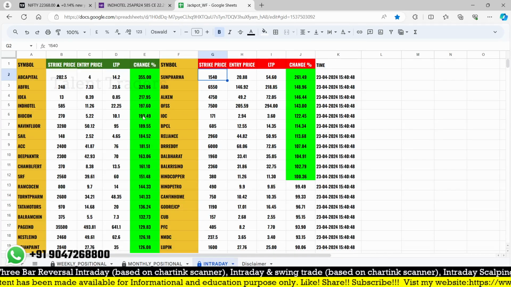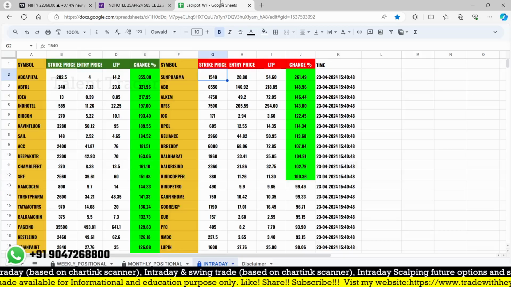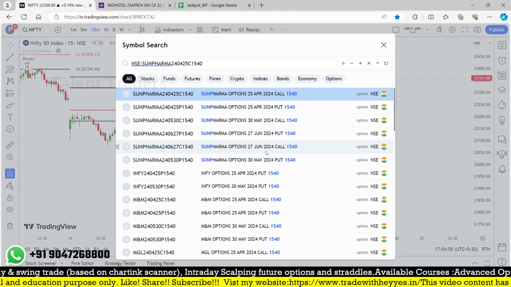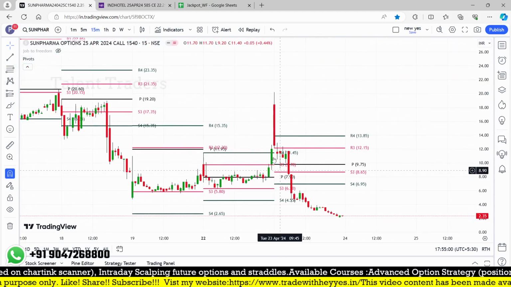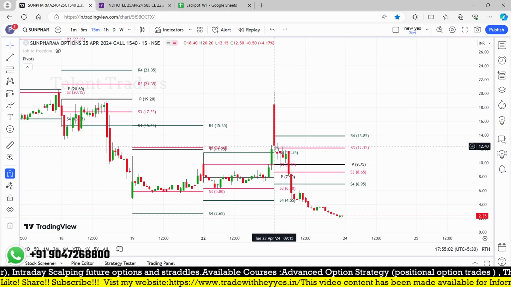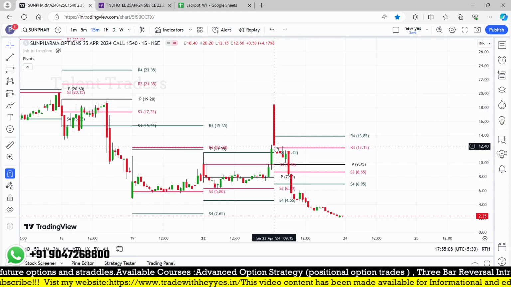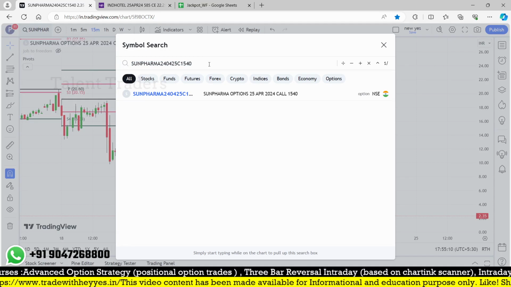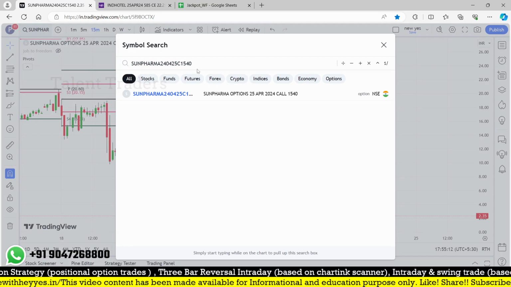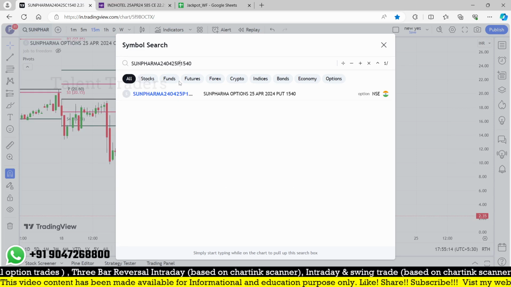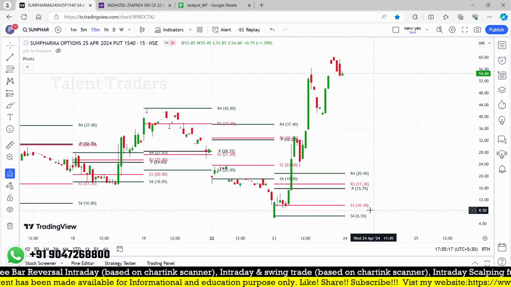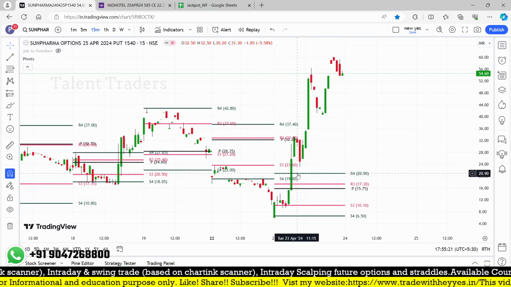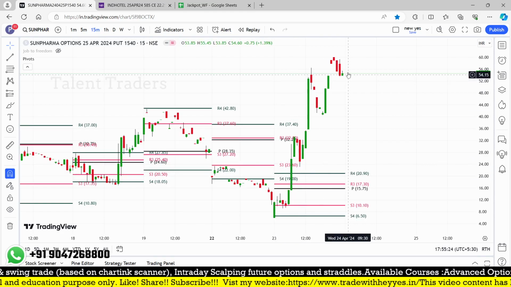Let me check Sun Pharma 1540 put options. The Sun Pharma 1540 put option in the April series, where you can see this is the first candle. It opened above the R4 level. Sorry, this is a call option. In this case, it opened above the R4 level. That's the reason we tell you to avoid the first 15 minutes candle. It may be taken, but that would be a failed opportunity. But here there is a good breakout on Sun Pharma, around 20.9, and it went up to 54.